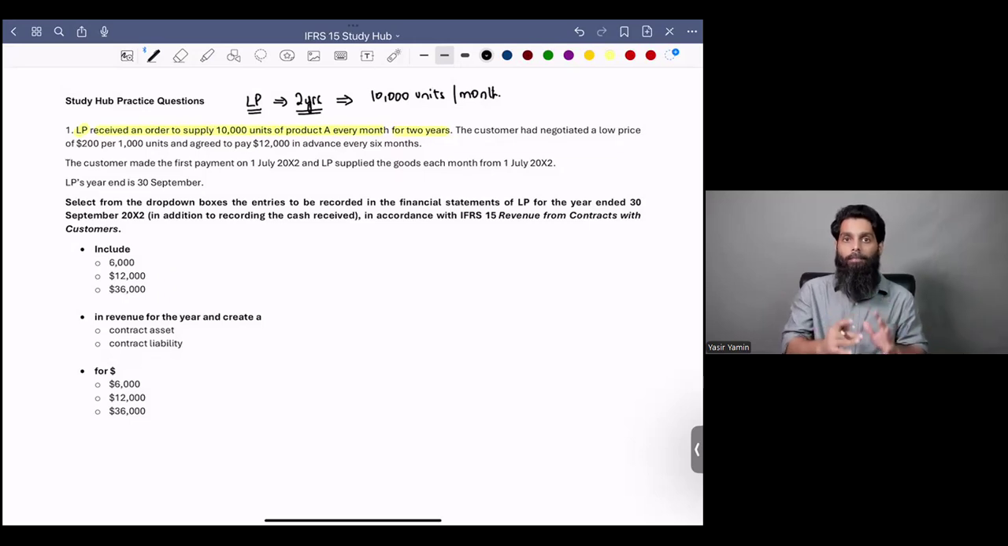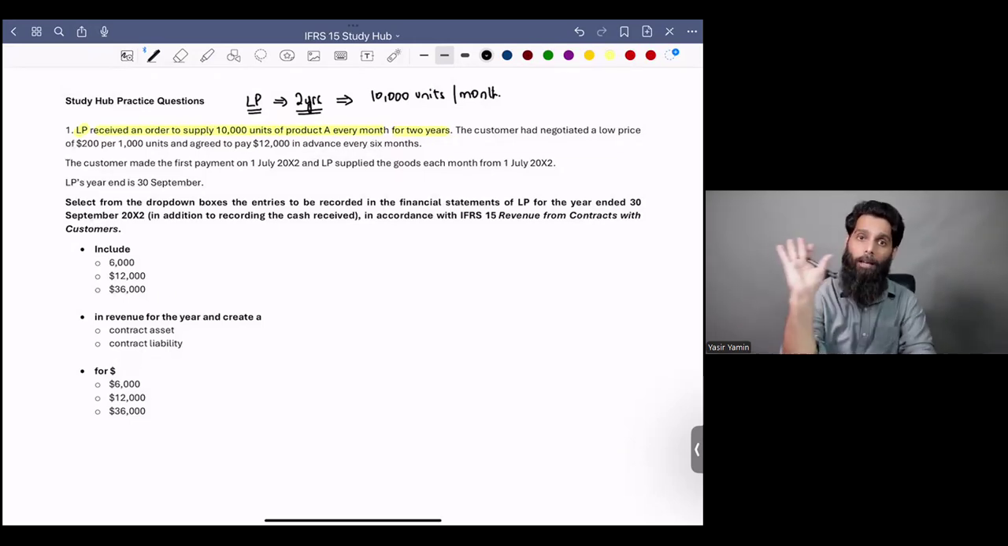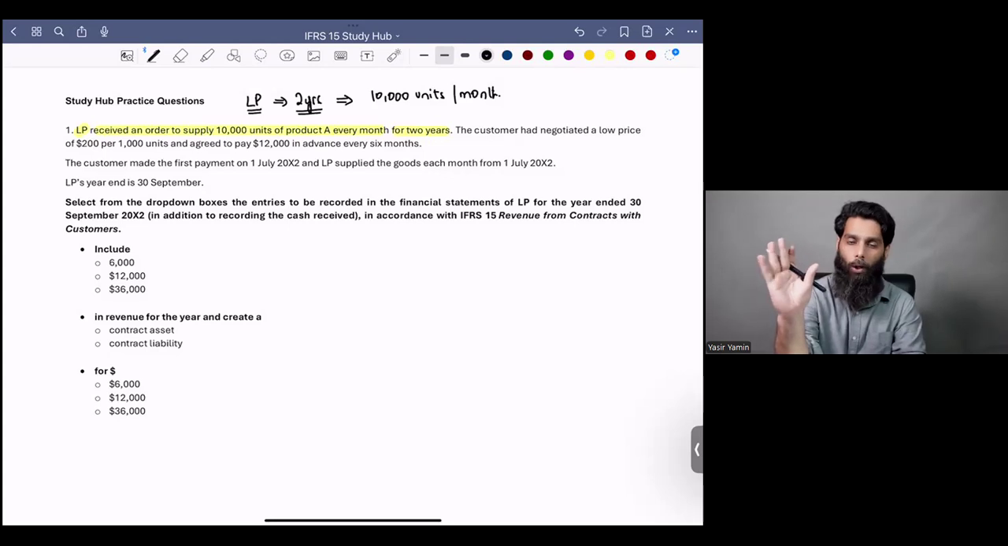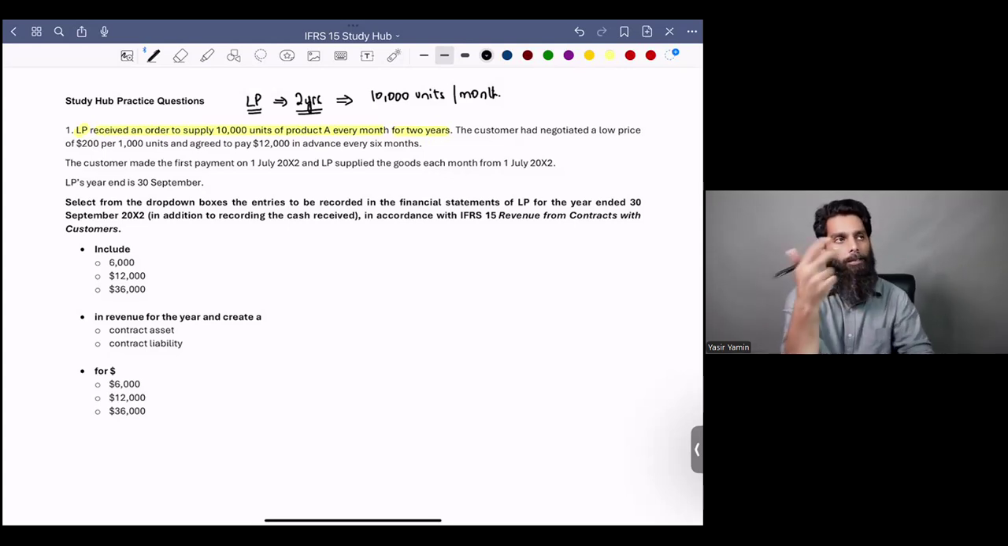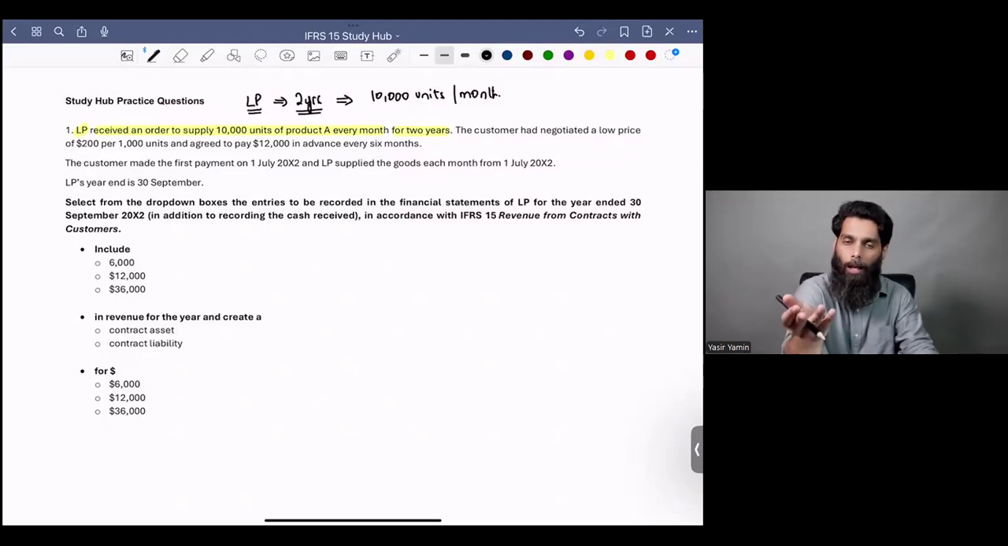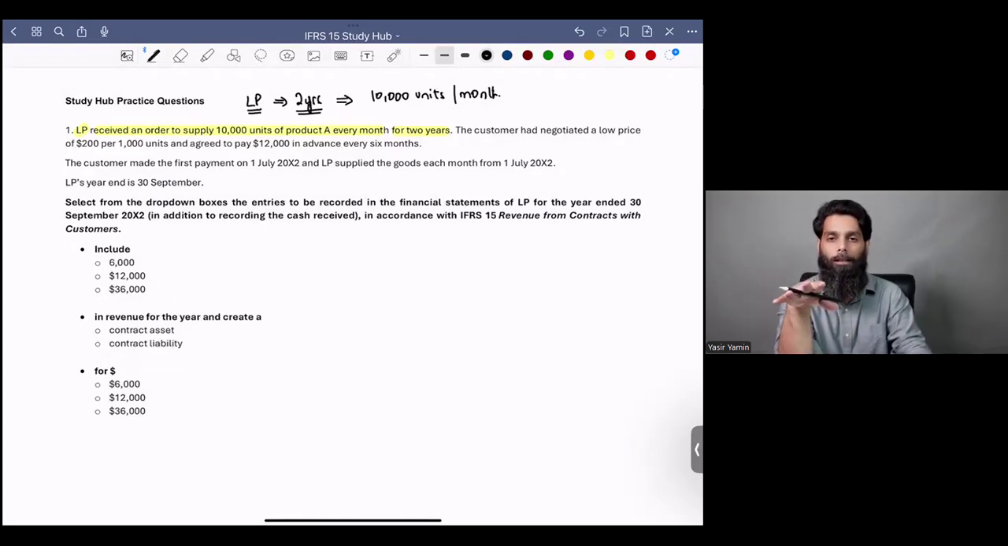LP has received a contract for 2 years, but it's not necessarily an over-time contract. Please try to understand what I'm trying to say. Although this is a frame agreement for 2 years, any ordinary student would say, sir, it's a contract of 2 years. Technically, it's a long-term contract. It should be an over-time contract. Yeah. But it's not necessarily so, at least up to the point we have read the question.